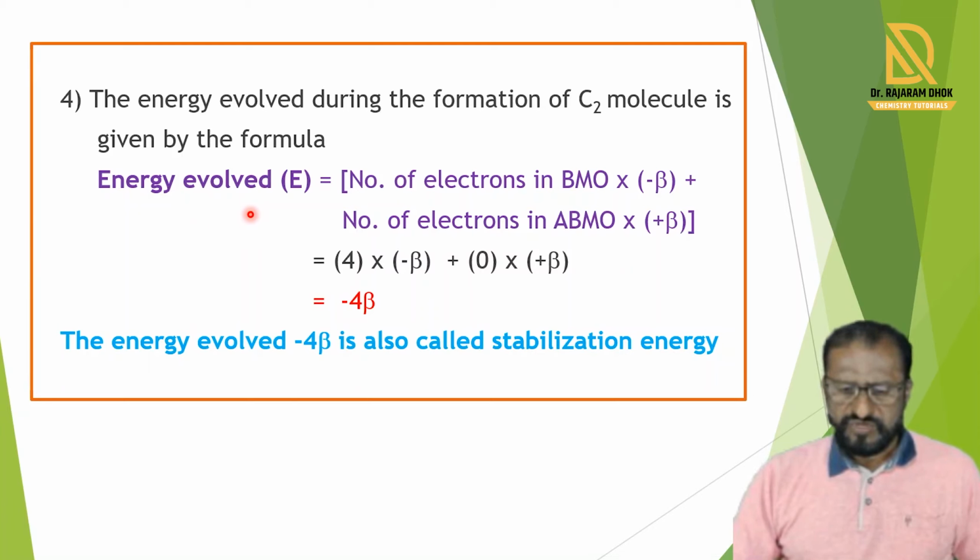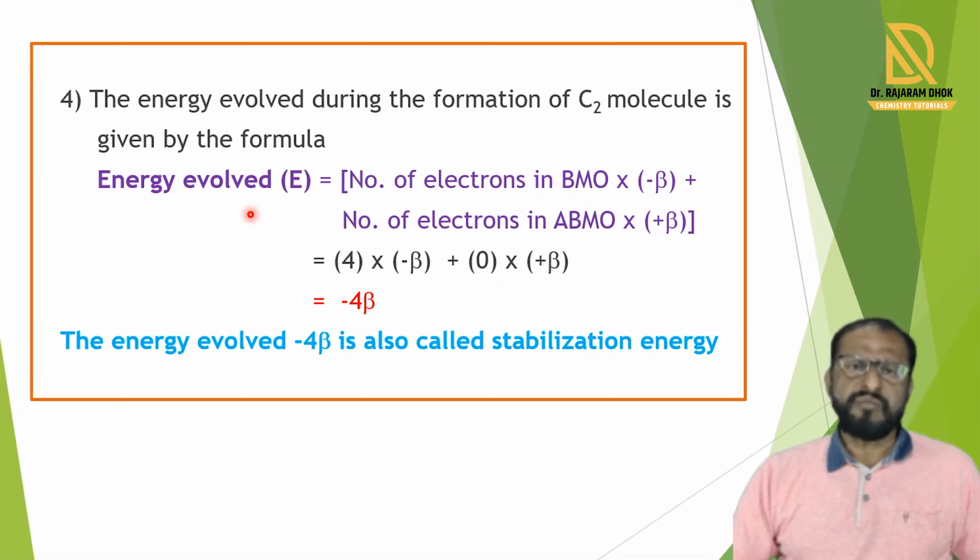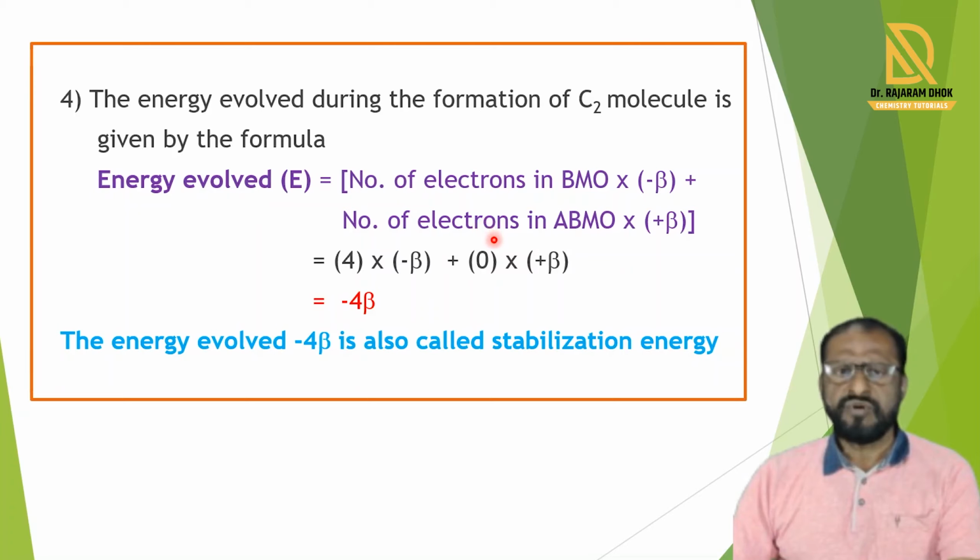For the energy level during the formation of the C2 molecule, we write the formula, and this formula is the same for the C2 molecule as for other examples. The formula is energy E is equal to the number of electrons in bonding molecular orbitals multiplied by minus beta, plus the number of electrons in antibonding molecular orbitals multiplied by plus beta. By putting in the values, we can write the equation.